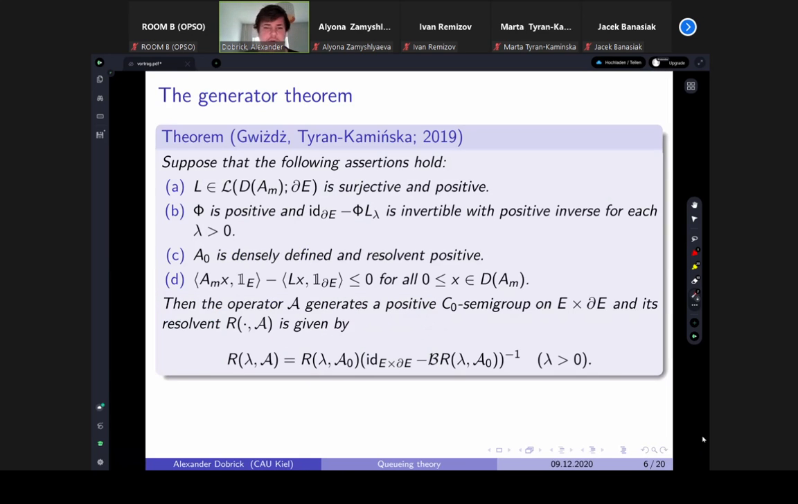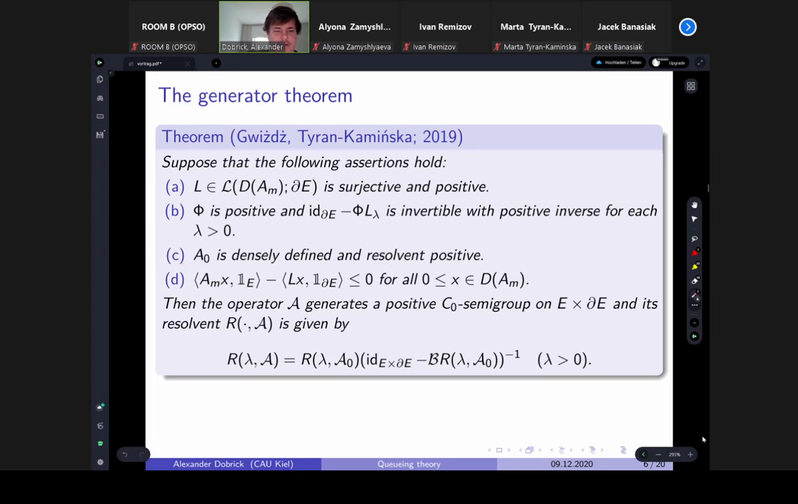And now, I present the same theorem basically as Marta Tyran-Kamińska did in the last talk. I suppose that the boundary operator is surjective and positive. We assume that the control operator is positive and that this operator here is invertible for each lambda bigger than 0 with positive inverse. In practice, one usually can show that the norm of that operator here is strictly smaller than 1, and so you can just use a Neumann series argument basically to show that in practice.